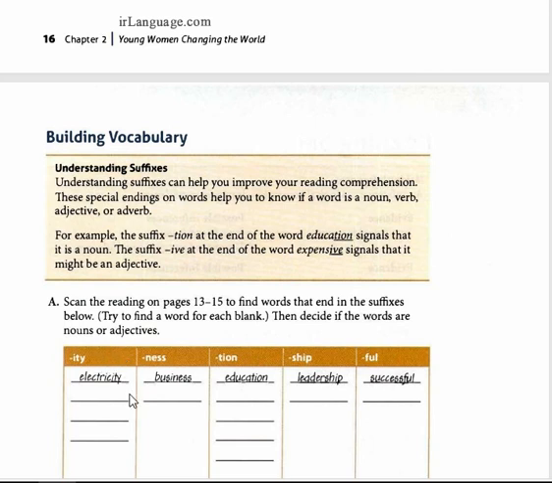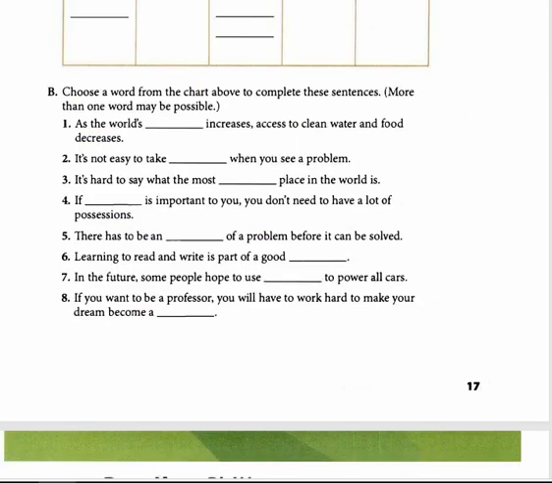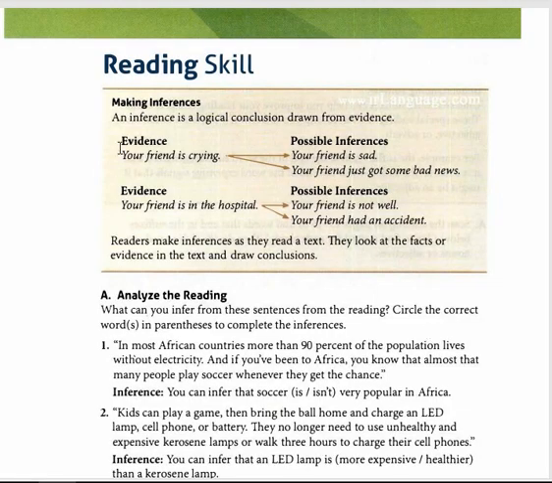We have to answer the exercise from the passage by looking at the word endings according to the passage itself, and so on. Then we have reading skills, as we have said before. Reading skills, making inference. What is meant by inference? An inference is a logical conclusion drawn from the evidence. So, look at the example here.